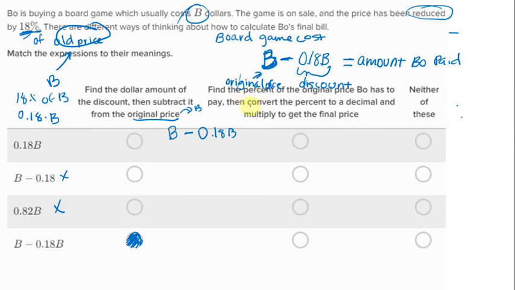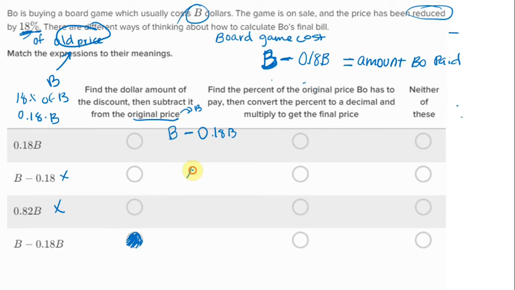Okay, this one's a little bit trickier. It says find the percent of the original price Bo has to pay, and then convert the percent to a decimal and multiply to get the final price. Okay, a lot of stuff in here. Let's break this down. I'm going to erase some of this so it's a little bit clearer. So it says find the percent of the original price that Bo has to pay. Now, what that means is that we're going to look at, first of all, the original price is just B.